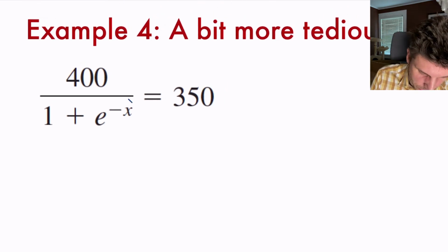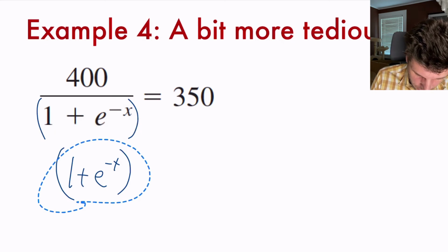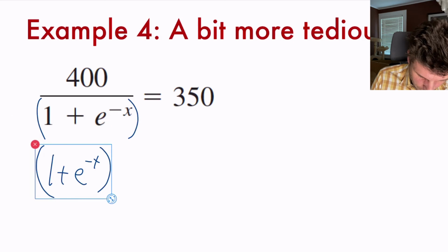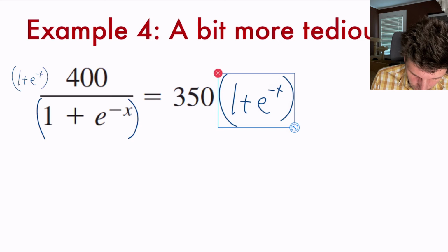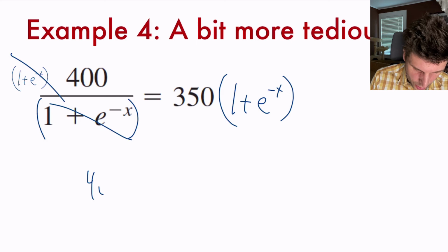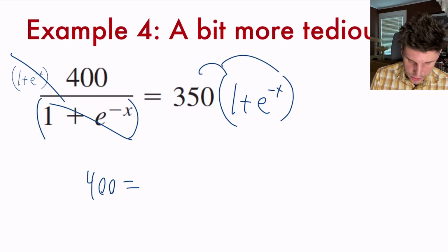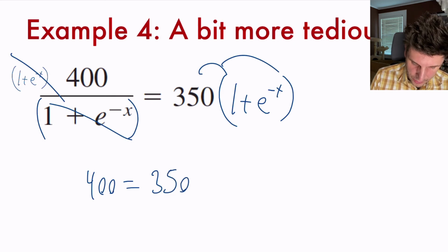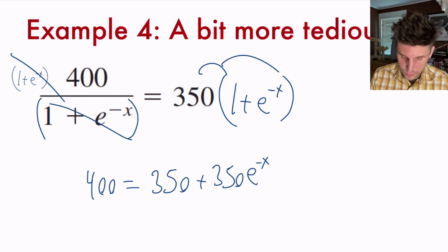So the first thing I would do is multiply both sides by this denominator. I'm going to multiply both sides of the equation by 1 plus e to the negative x. I'm going to multiply the other side by this one here. So what occurs is these go away, and then we have 400 equals 350 times 1 plus e to the negative x. Then I'm going to distribute that. I get 350 plus 350 e to the negative x, and then we just keep isolating.